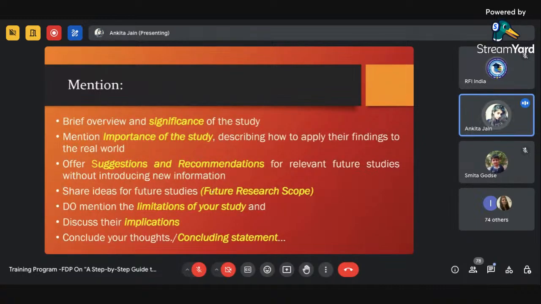Okay. Now, what you should mention when you are writing the conclusion. Number 1, a brief overview and significance of the study, right? Just some simple words or some sentences. Mention the importance of the study. Give suggestions and recommendations, as I've already told you. Scope for future research, all comes with the same thing. Do mention the limitations of your study. Also discuss the implications, and a concluding statement should be there.